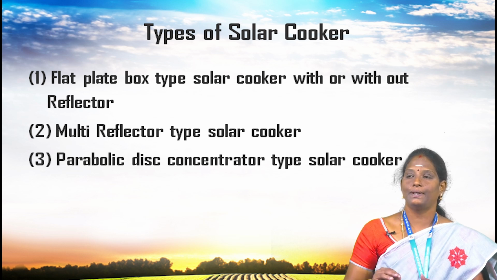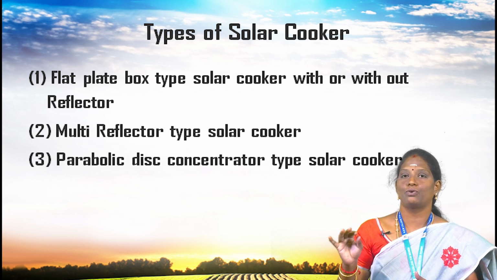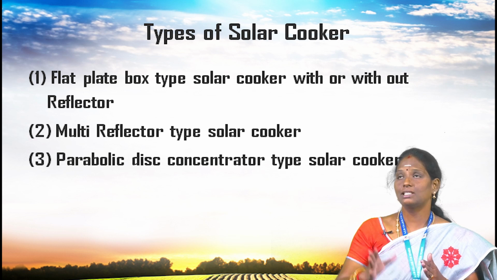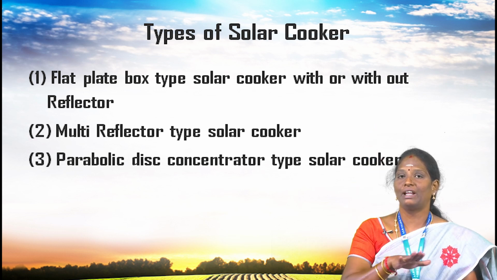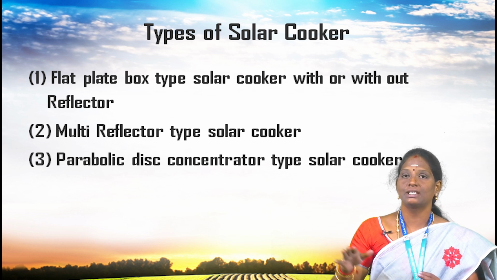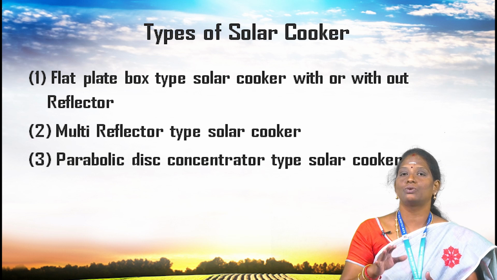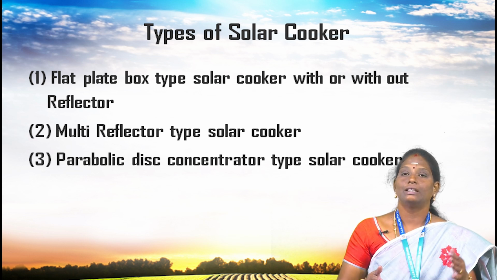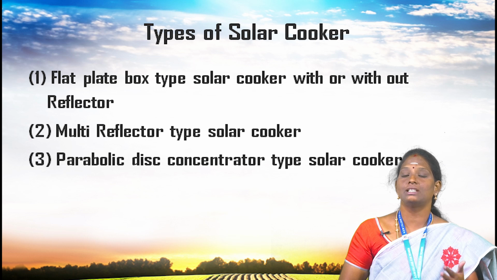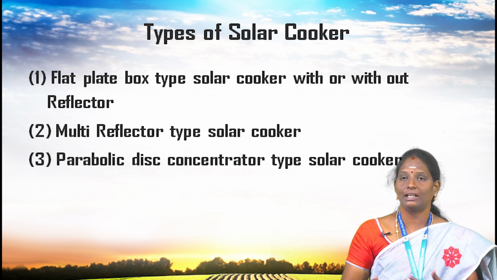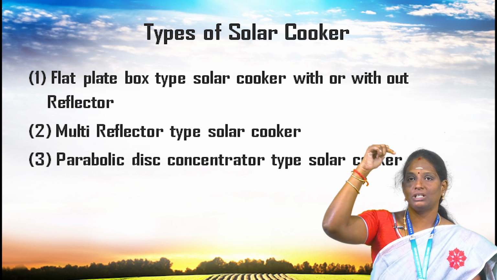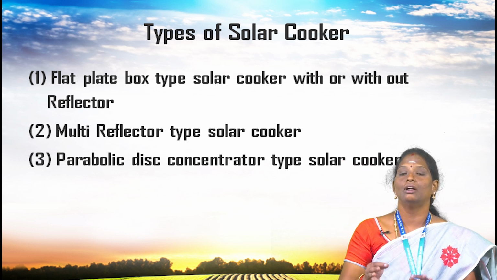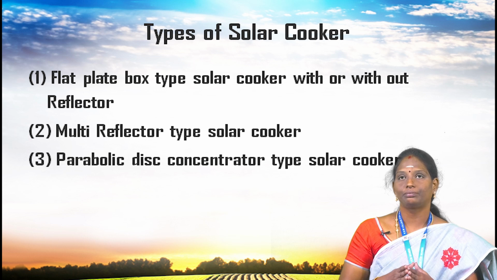Then the third type is the parabolic type cooker. In this, parallel sun rays are made to reflect on the parabolic surface and concentrated on the focus on which the cooking vessel is placed. A temperature of the order of 450 degrees centigrade can be obtained, in which solar radiation is concentrated onto the focal point.